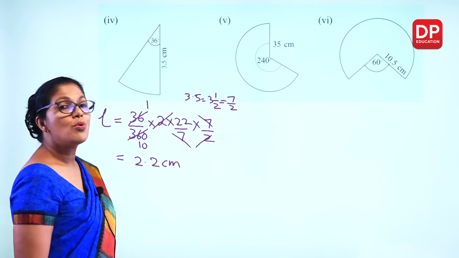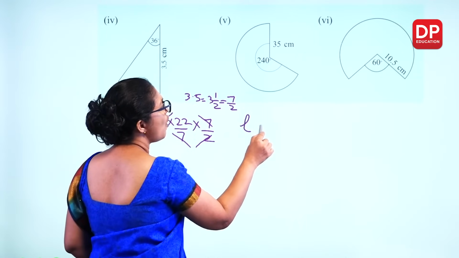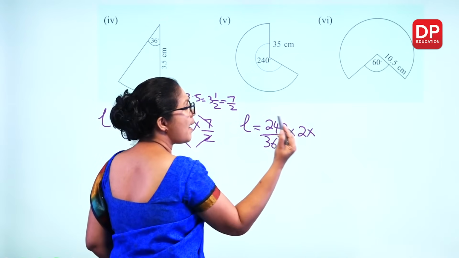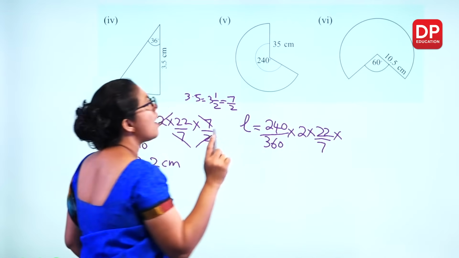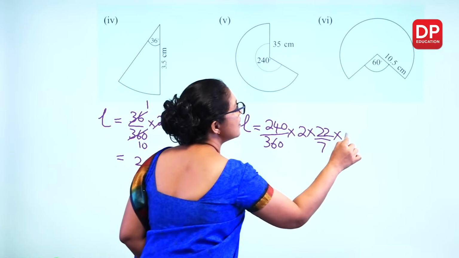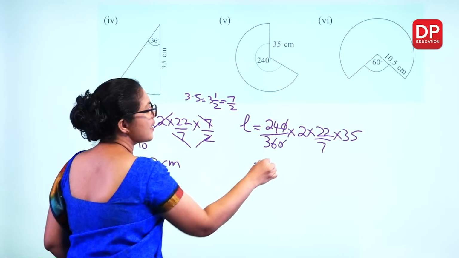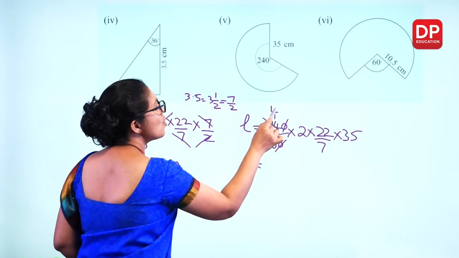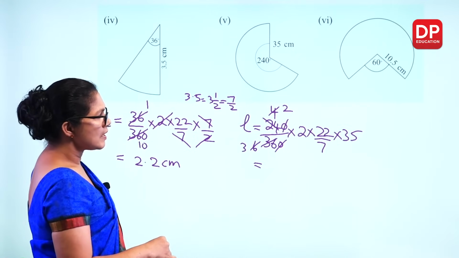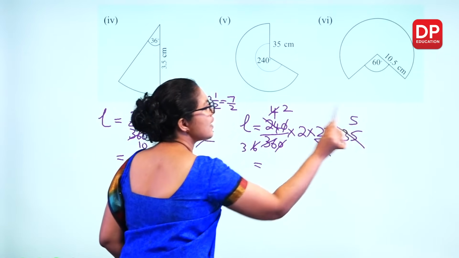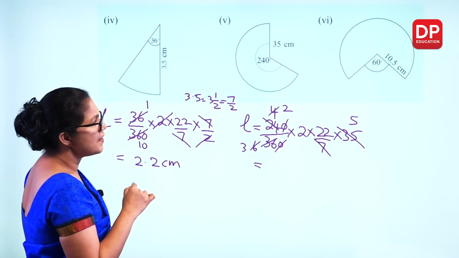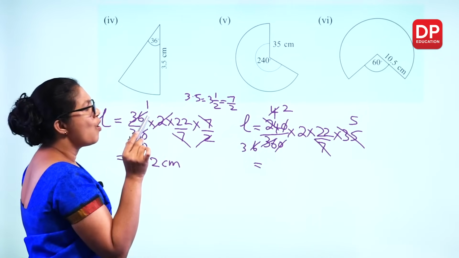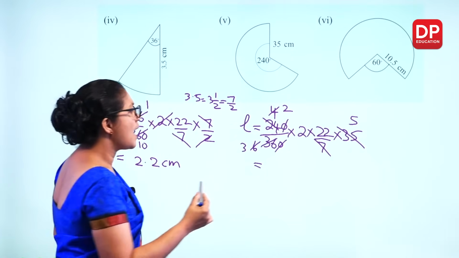What about the next one? This is angle 240. So use the formula angle divided by 360 into 2 pi value. Pi value is 22/7 and R value is given 35. Now try to simplify here. 0, 0 get cancelled out. 6 times 4 and 6 times 6. Again you can divide by 2. 2 times 2, 2 times 3. What else can we simplify? This 7 and 35 you can write as 5. Can we simplify further? No, we can't simplify further. So what's the answer? 2 times 2, 4. 4 times 5, 20.